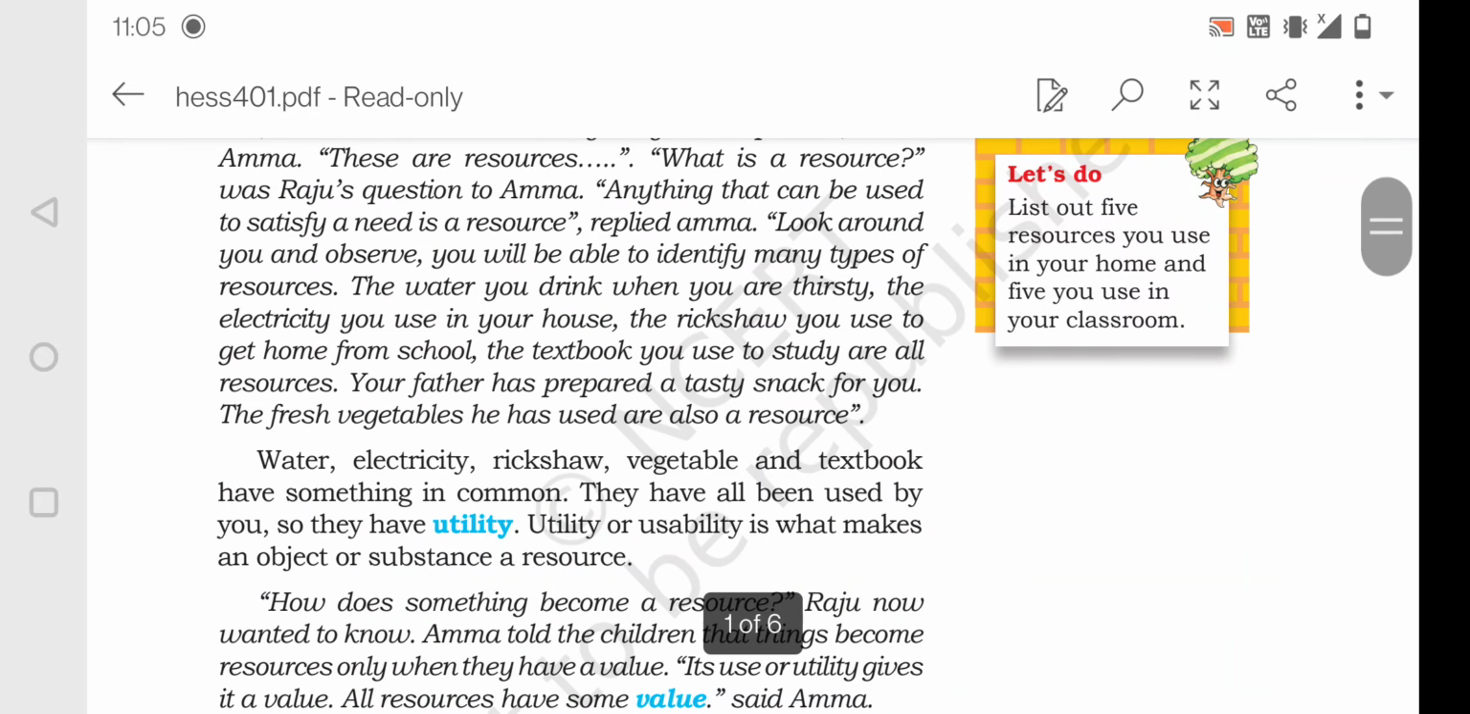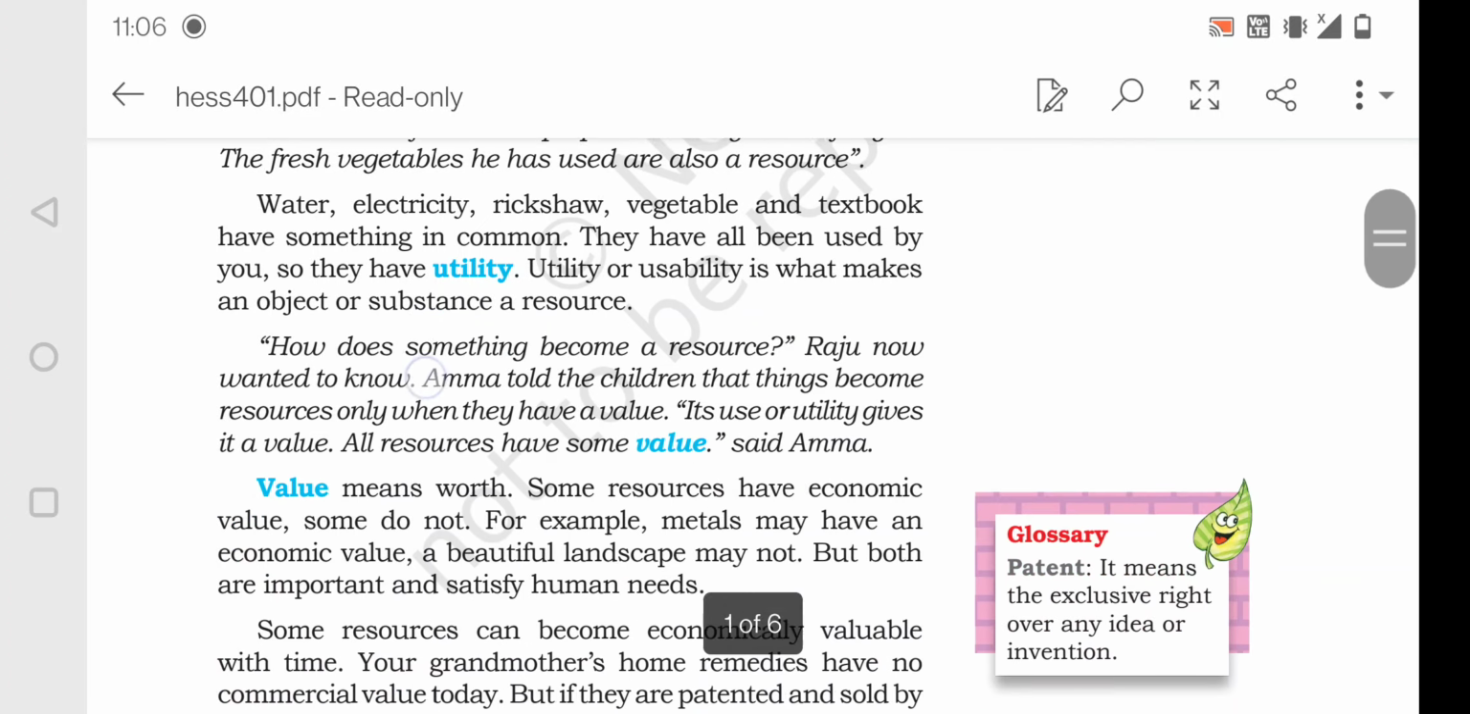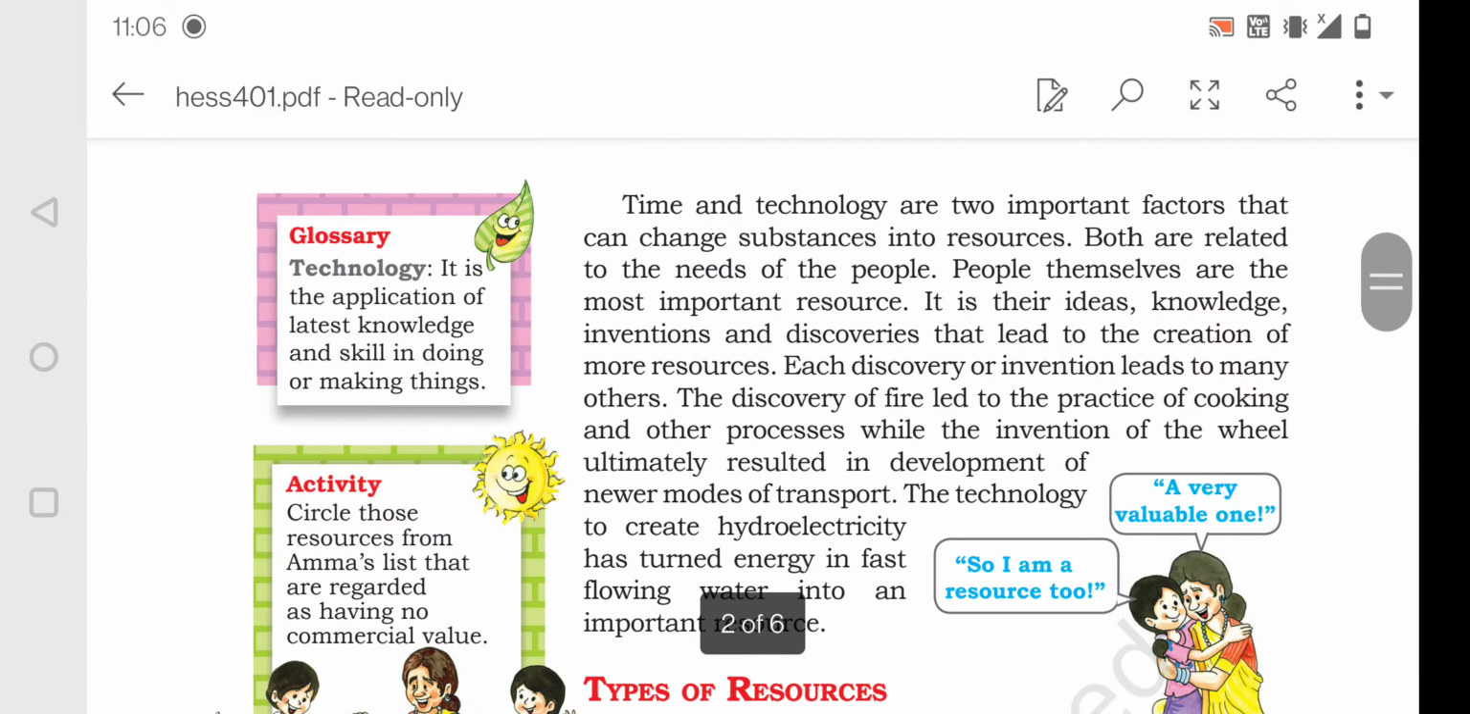Next, with time and technology and of course the knowledge, people could find or make use of certain substances in nature. So we can say time and technology also play a very important role in that. Then we get to know that any resource is not a resource from the very first point when it is discovered, the use of it is discovered, but it becomes a resource over a period of time.